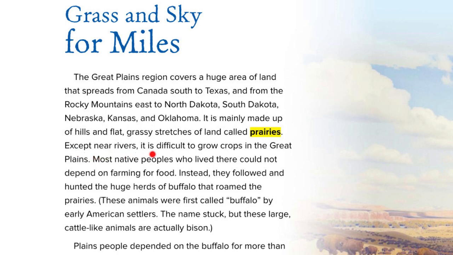Except near rivers, it is difficult to grow crops in the Great Plains. Most native peoples who lived there could not depend on farming for food. Instead, they followed and hunted the huge herds of buffalo that roamed the prairies. These animals were first called buffalo by early American settlers. The name stuck, but these large, cattle-like animals are actually bison.